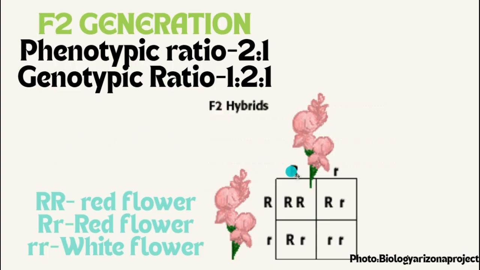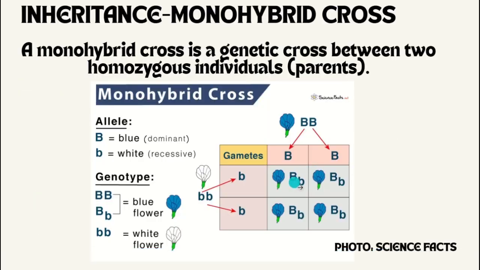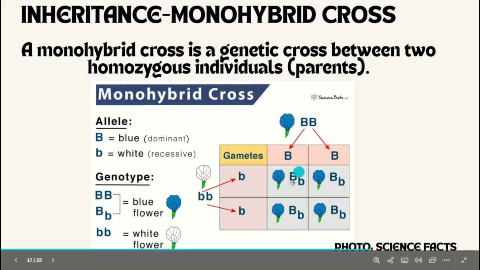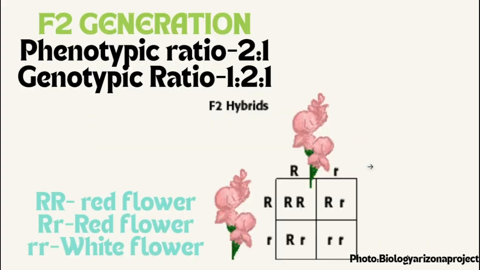Now we're using a different example. Here we have 2 heterozygous individuals. All of these individuals are heterozygous, because they have 2 different alleles. Usually at the end of the F1 generation, you're going to get heterozygous. Now when we go to the second generation, we cross heterozygous individuals.